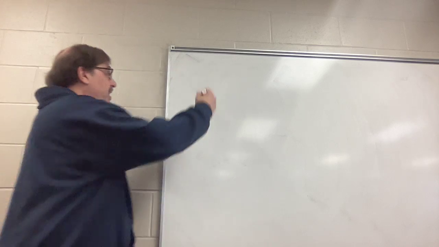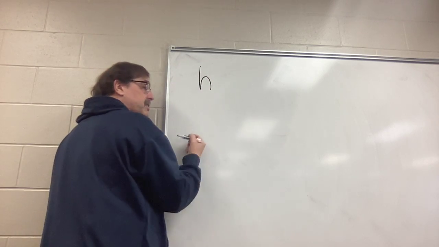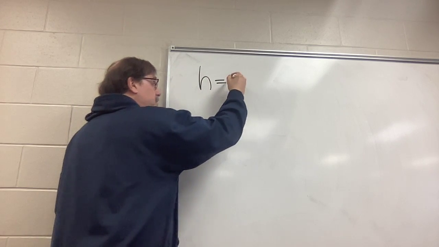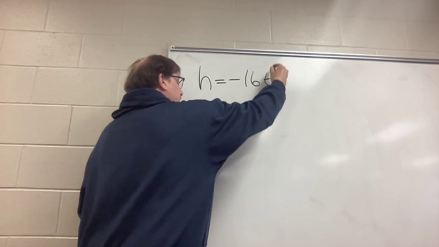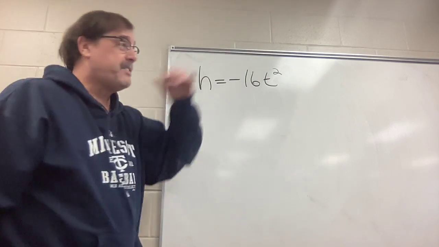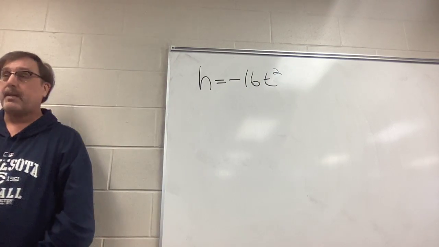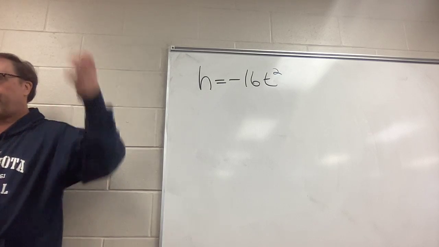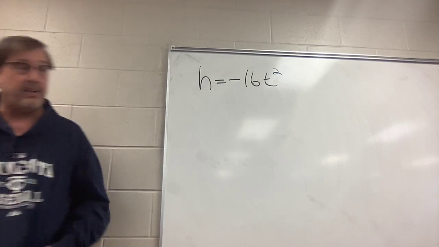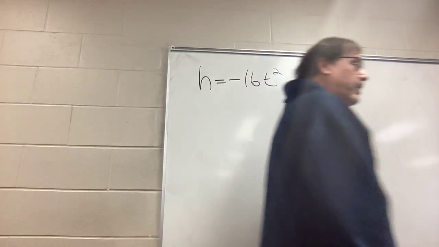And Mrs. Fairchild would say this. She would say that the height above the ground equals negative 16 t squared. T would be the time in seconds. The negative 16 is the fact that gravity is always pulling down to the ground.